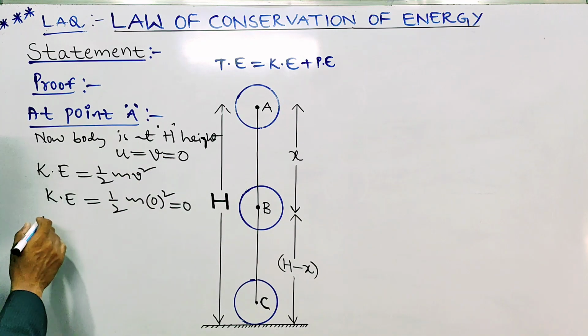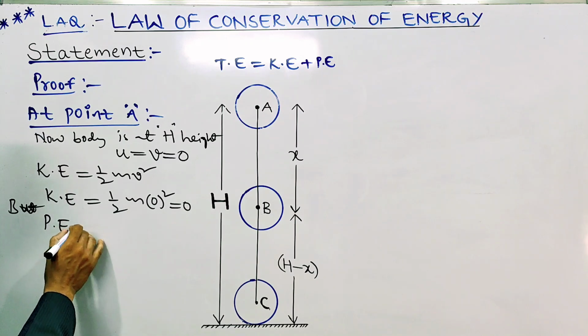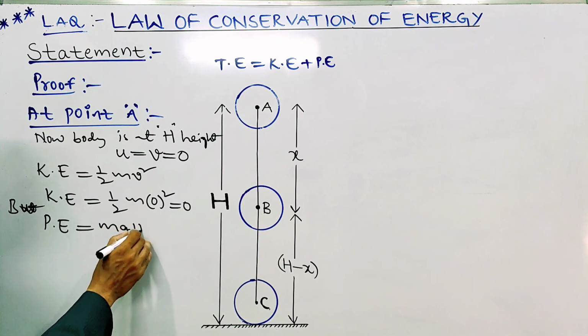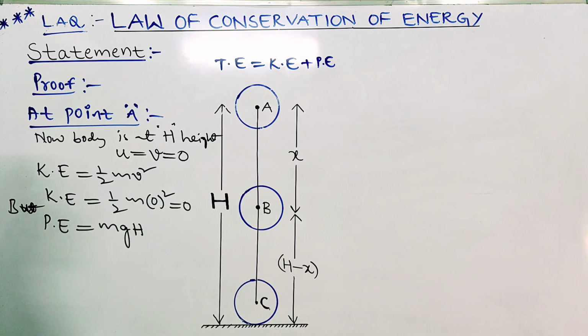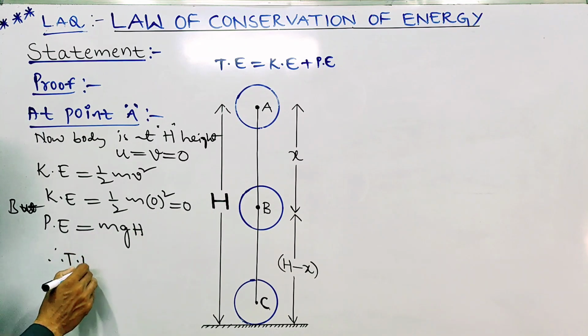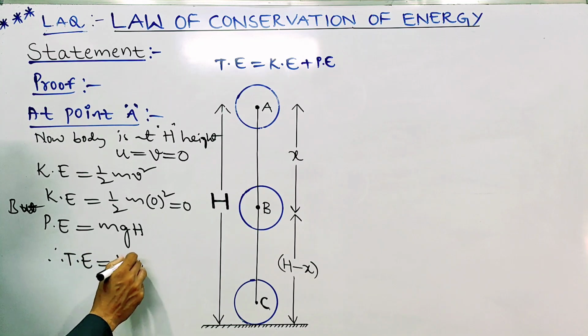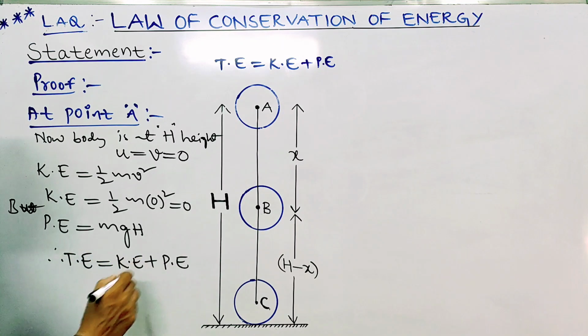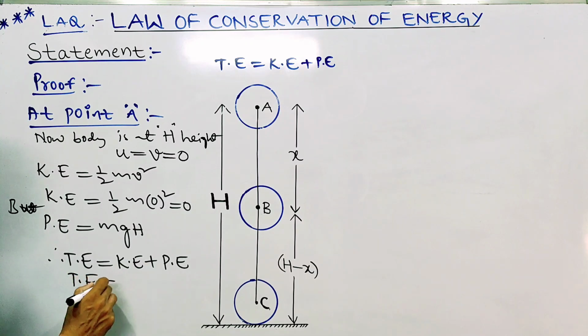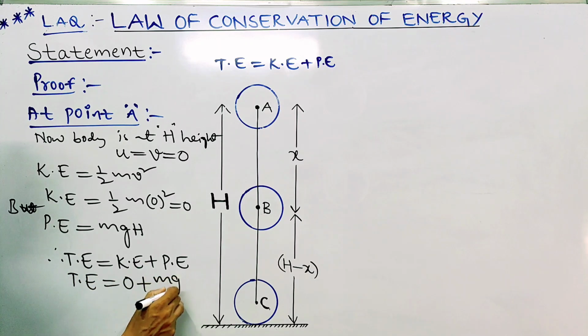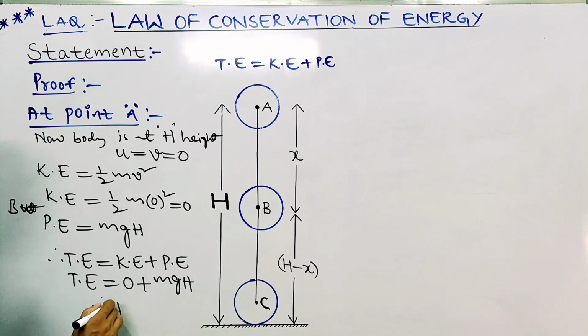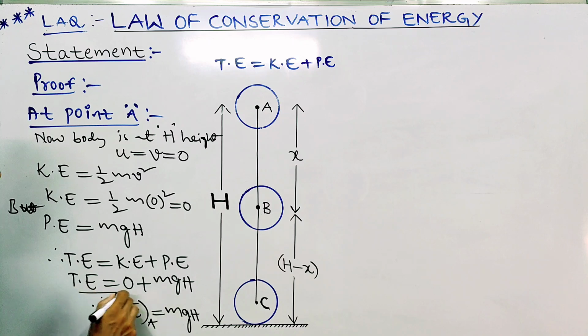We'll see potential energy. Potential energy PE equal to mg into height. So that height is h, mgh. Therefore, the total energy formula is kinetic energy plus potential energy. Kinetic energy is 0. Potential energy is mgh. Therefore, total energy at point A is mgh. So I am writing in one box this total energy mgh at point A.